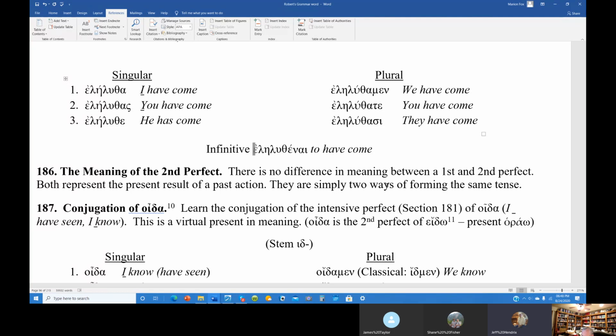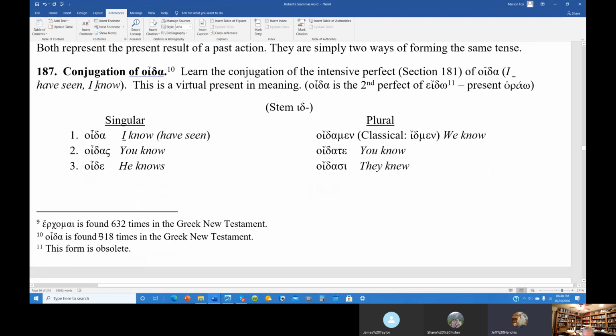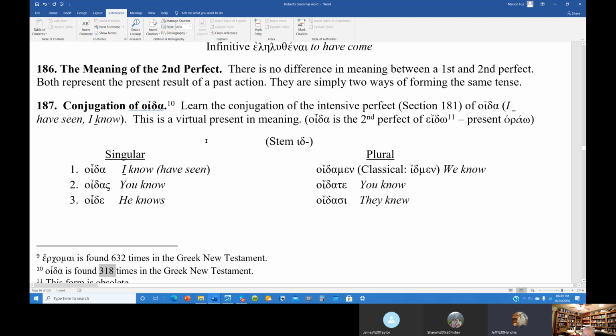All right. So let's look at oida just a minute. It's found a bunch of times. It's only found 318 times, but that's still a significant number. And right here we have oida, oidas, oida, oidamen, oidate, oidasin. We can see the men ending in the omen, ete, usi, and the forms pretty well fit, like we've seen. And so this is really not going to be a problem for us, I don't think. Your stem is it. There's your stem.